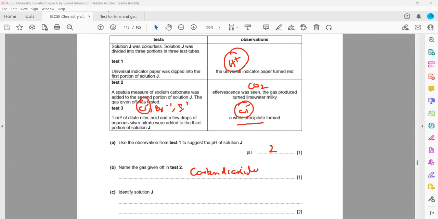The distribution of the marks: 1 mark is for hydrogen ion and 1 mark for chloride ion. If you mention hydrochloric acid, you will score both marks. You can mention it contains H+ ion and it contains Cl- ion, and this will score 2 marks. Or you say hydrochloric acid directly, then you will also score 2 marks.